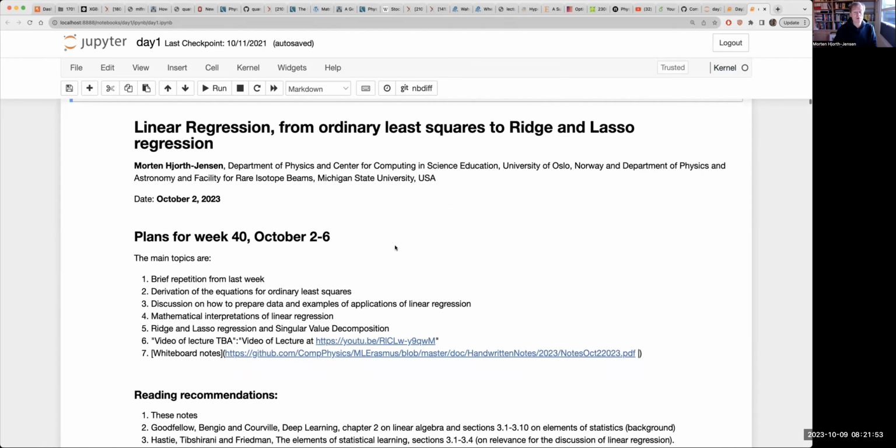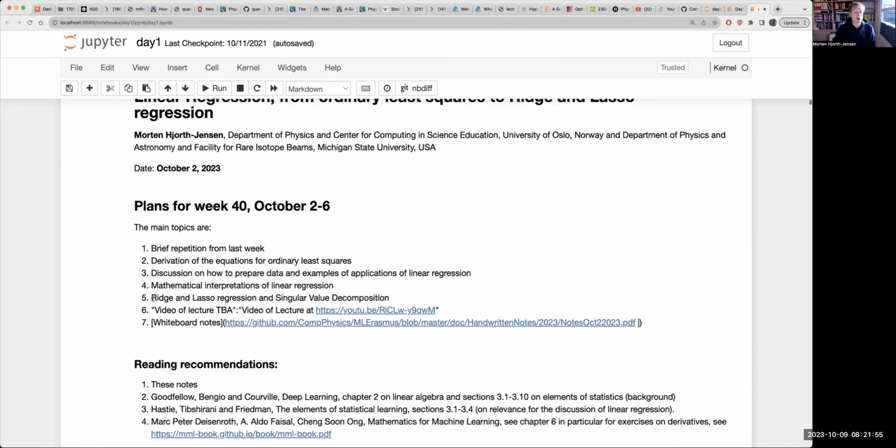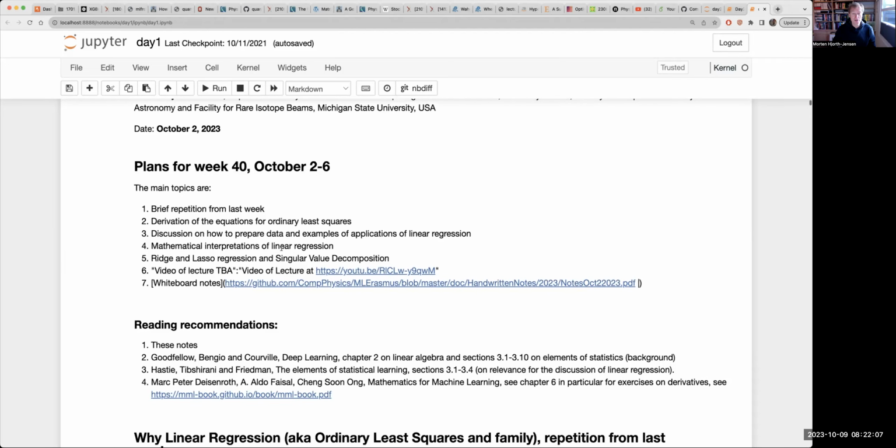So I wanted to bring back what we did last week because we didn't finish properly last week. And the thing which we didn't finish was actually this part number 5, which is about ridge and lasso regression and the singular value decomposition. I also wanted to remind you a little bit on how to prepare data. So the slides which you see here about centering data, taking out the mean value, and also scaling the data are important aspects in the preparation of the data.